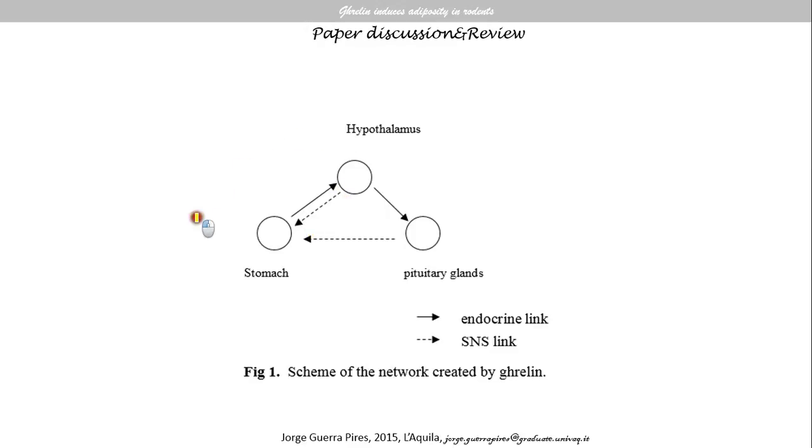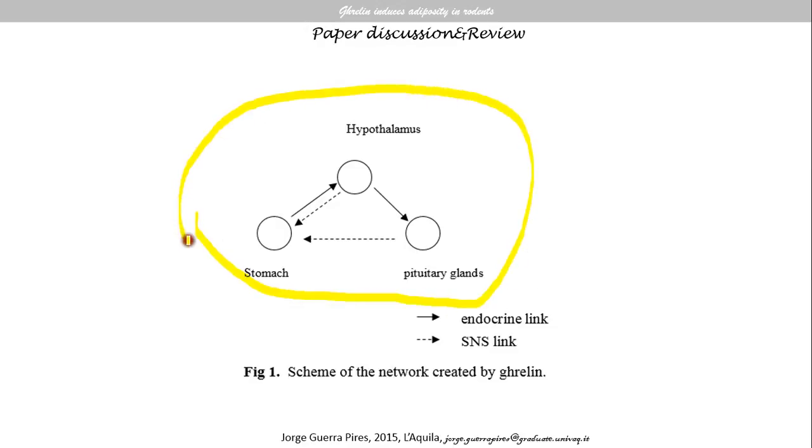So if this three-node network is true, we can easily make a mathematical model for that. But now the question is whether it's true or not true, and it's my challenge to go on trying to answer this question.